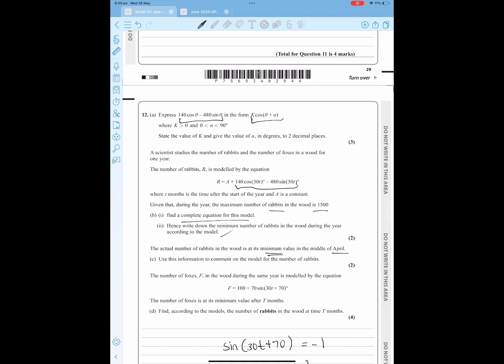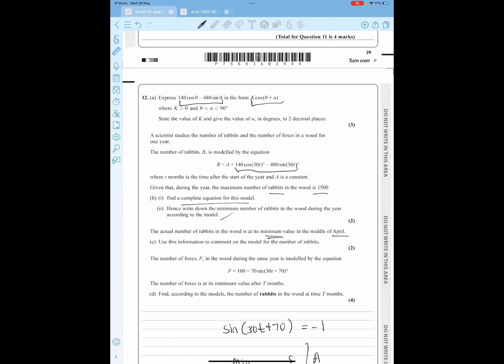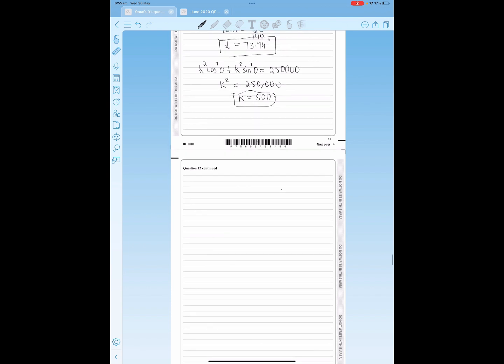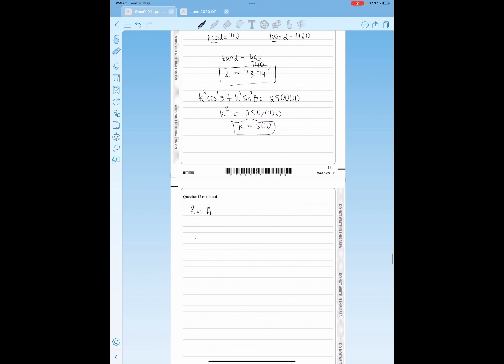Okay, so for B part I, we know that the maximum number of rabbits in this wood is 1,500, and we need to find a complete equation. In the first part, it just told us to convert this into that, and now we need to do the same thing for this part, 140 cos 30t and so on. So R is equal to A plus 140 cos 30t minus 480 sine 30t.